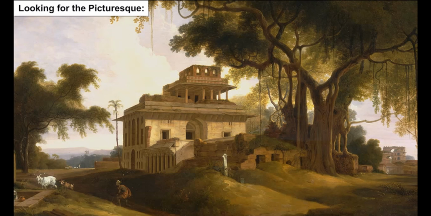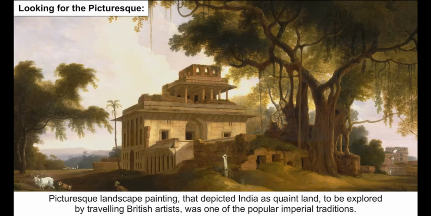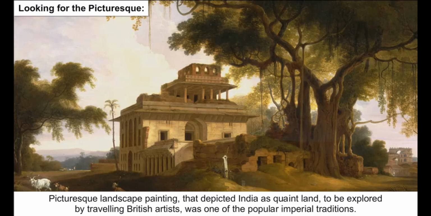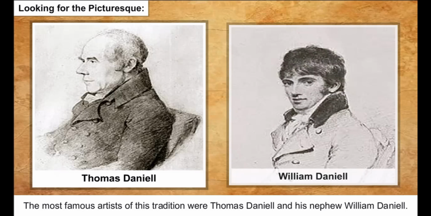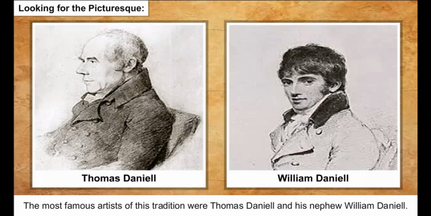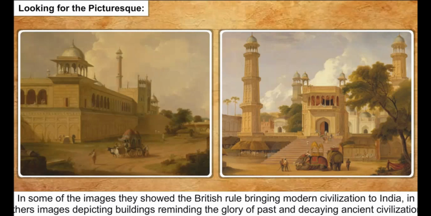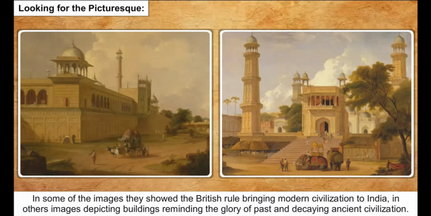Looking for the picturesque. Picturesque landscape painting that depicted India as a quaint land to be explored by travelling British artists was one of the popular imperial traditions. The most famous artists of this tradition were Thomas Daniell and his nephew William Daniell. In some of the images, they showed the British rule bringing modern civilization to India. In others, images depicting buildings reminded of the glory of the past and the decaying ancient civilization.